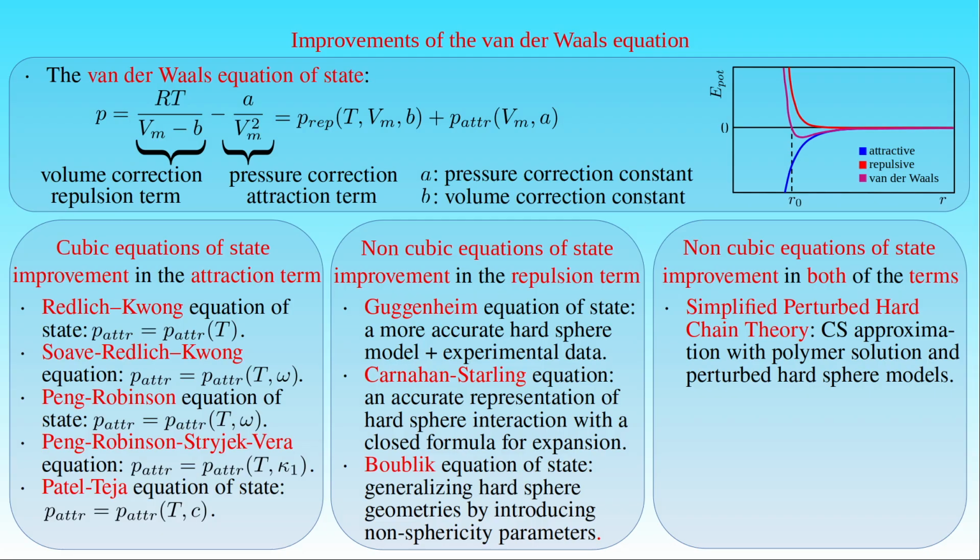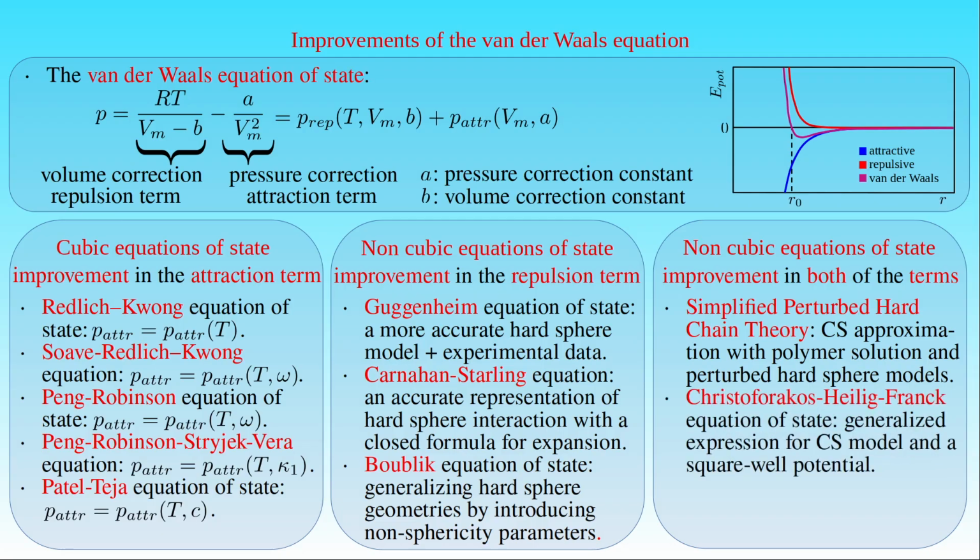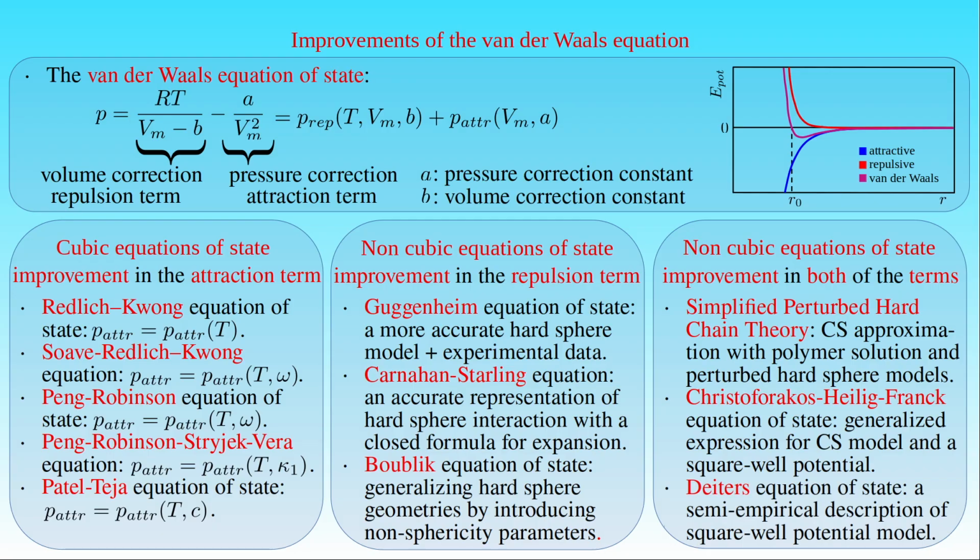Then we will talk about the Christoforakos-Heilig-Franck equation of state, providing a generalized expression of the Carnahan-Starling equation for the repulsion term and applying a square well potential model for molecular interactions in the attraction term. The last equation we will consider here is the Deiters equation of state, which still uses the Carnahan-Starling approximation in the repulsion term but applies a semi-empirical description of the square well potential model in the attraction term.